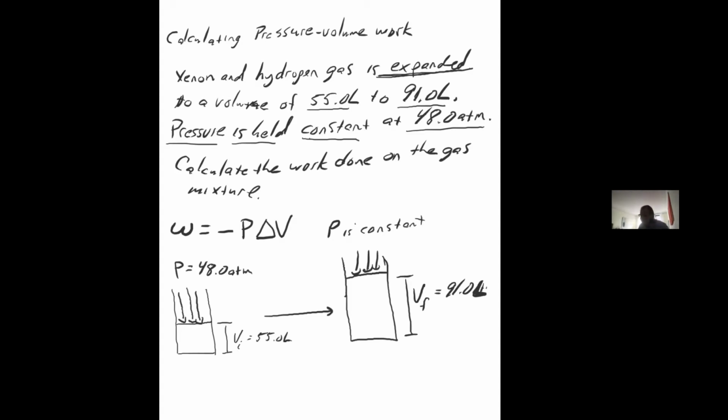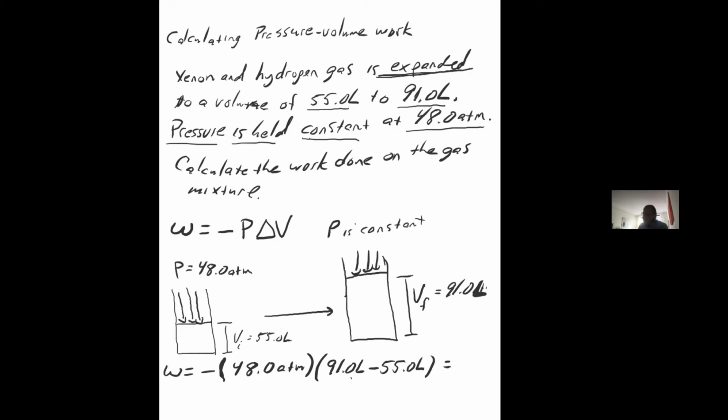So all we need to do is plug these numbers in. So our work would be minus, and then we put in our pressure. So I'll put the pressure in parentheses here, 48 atmospheres. And then V final minus V initial. So the final volume is 91 liters, and the initial volume is 55 liters. Okay, so there we go. So let's go ahead and calculate it.